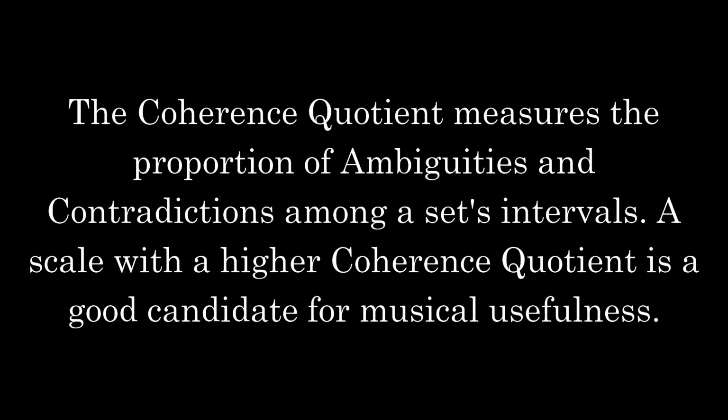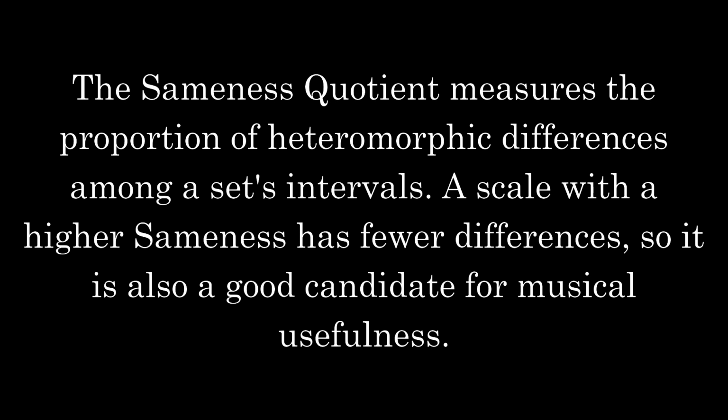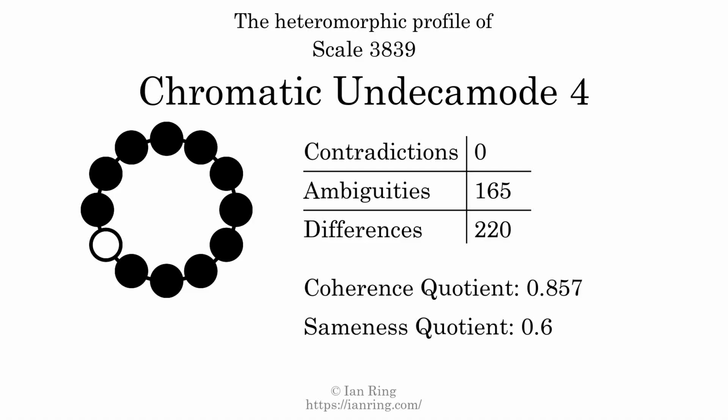The coherence quotient measures the proportion of ambiguities and contradictions among a set's intervals. A scale with a higher coherence quotient is a good candidate for musical usefulness. The coherence quotient is 0.857. The sameness quotient measures the proportion of heteromorphic differences among a set's intervals. A scale with a higher sameness has fewer differences, so it is also a good candidate for musical usefulness. The sameness quotient is 0.6.